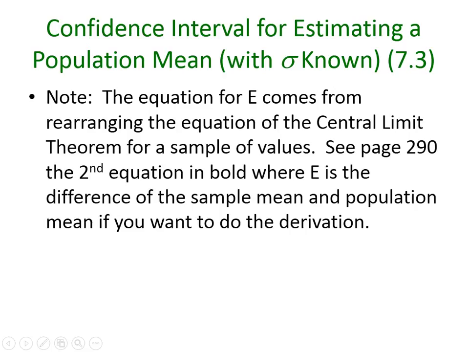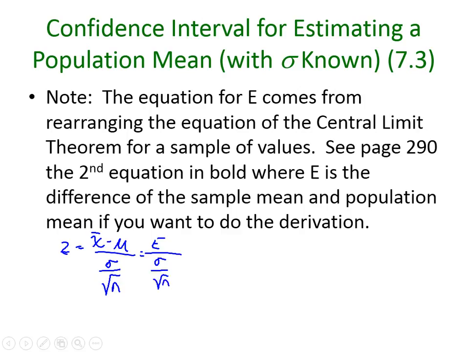So on page 290, what we have is the equation of Z equaling x bar minus the mean over the population standard deviation over the square root of n. Well, my margin of error is that difference between the sample mean and the population mean. So x bar minus mu is the same thing as saying that is E. That is your margin of error.